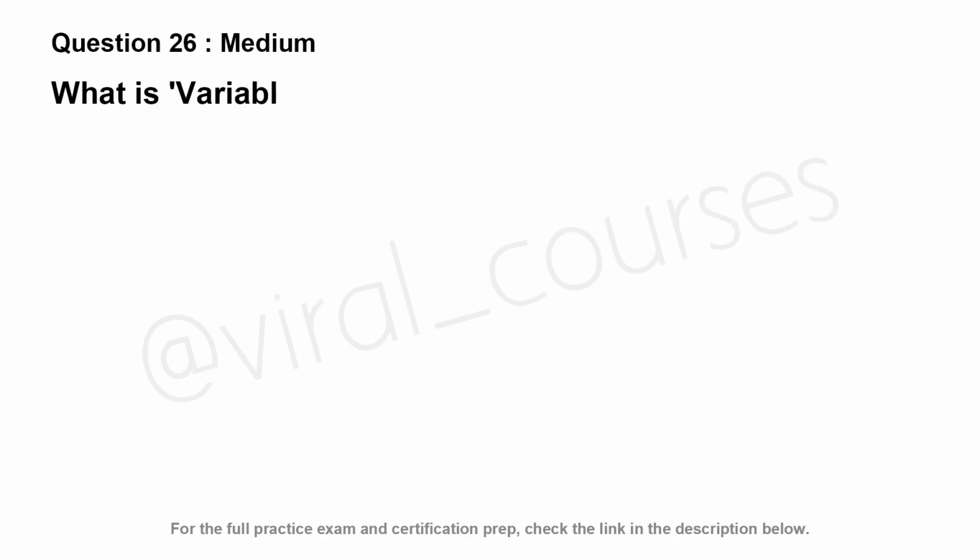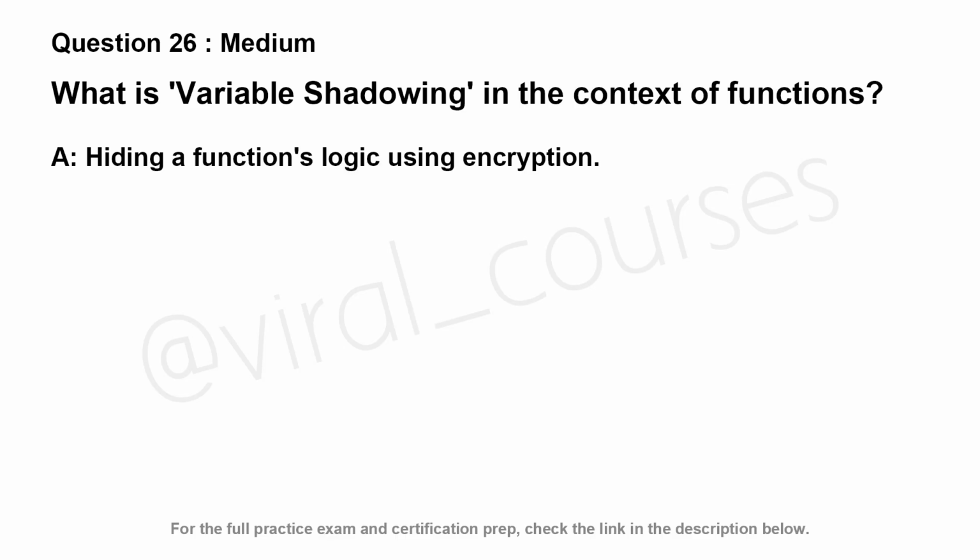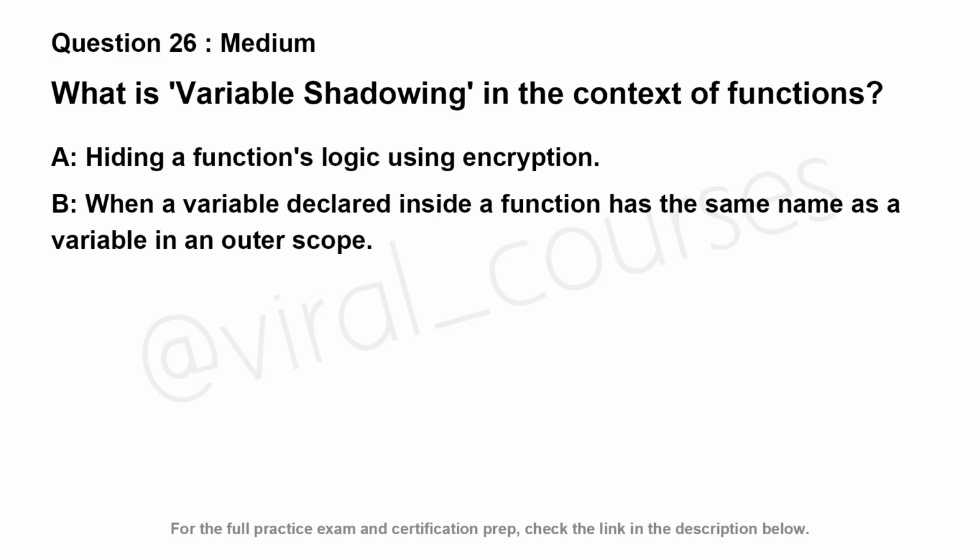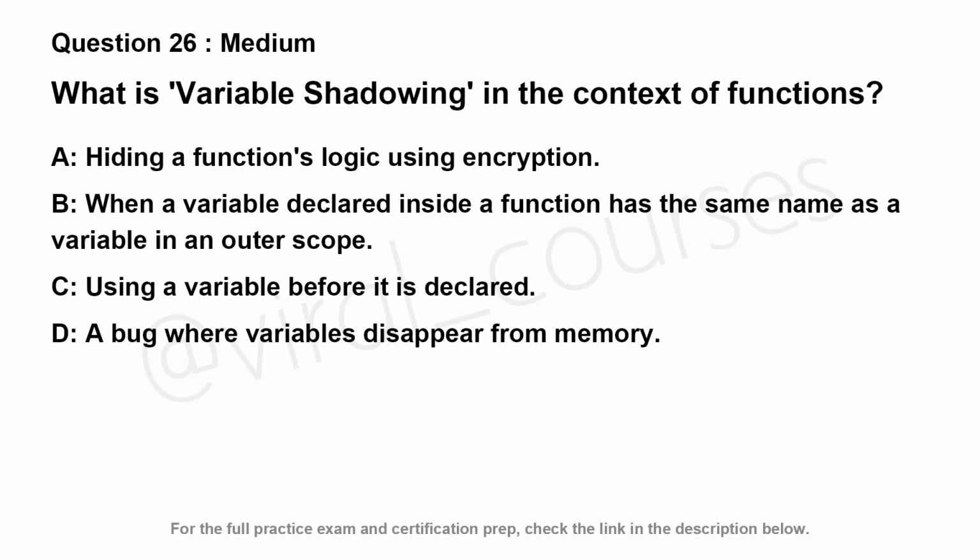What is variable shadowing in the context of functions? Option A, hiding a function's logic using encryption. Option B, when a variable declared inside a function has the same name as a variable in an outer scope. Option C, using a variable before it is declared. Option D, a bug where variables disappear from memory.